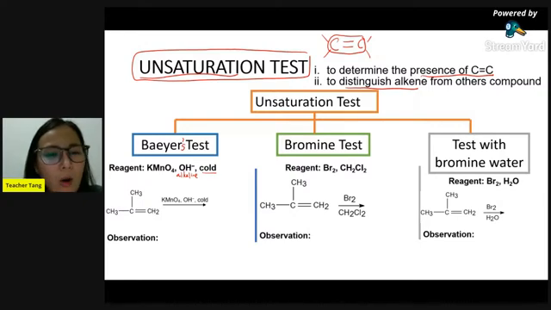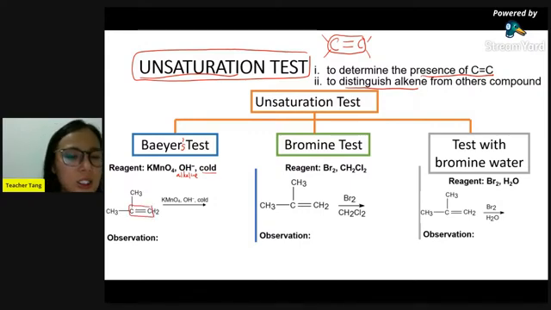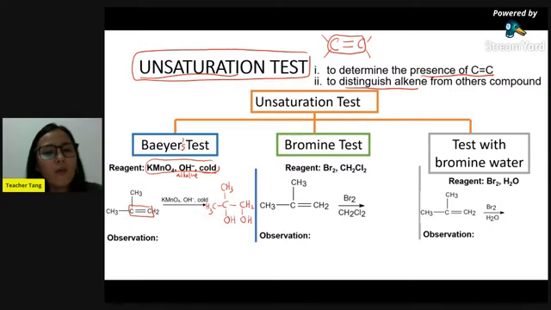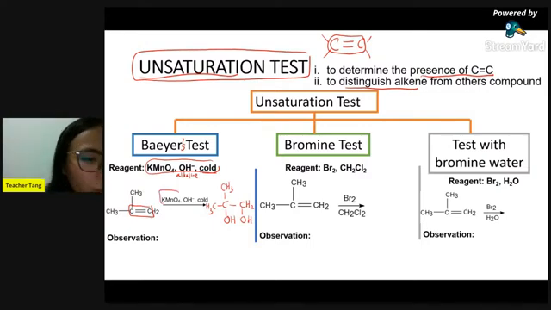If it is cold condition, it is not that extreme, not that harsh. So what is happening basically is addition. The carbon-carbon double bond will break and become single bond. For this reagent, what is being added into the carbon-carbon double bond is OH. This is what you learned in Form 5. You get diol.